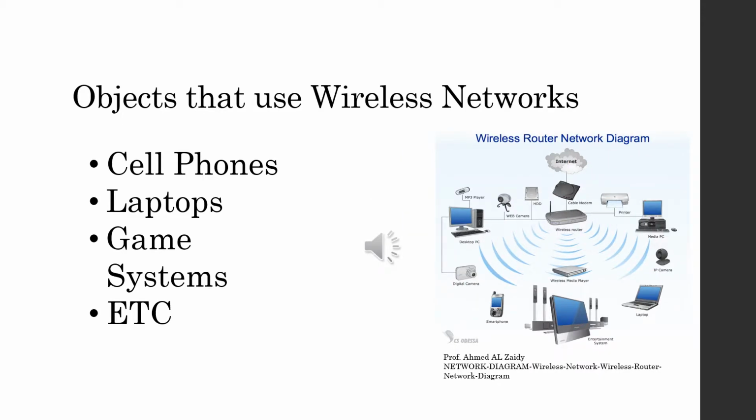Now and in the near future, you will start to see different objects using wireless technology. Things such as refrigerators, washing machines, dryers, and almost anything that you can think of that could connect with a Bluetooth wireless wave.